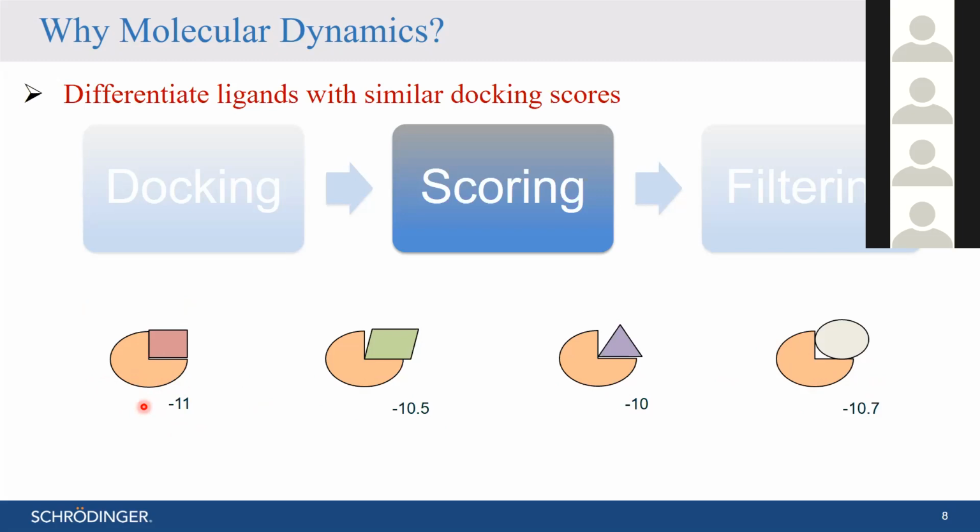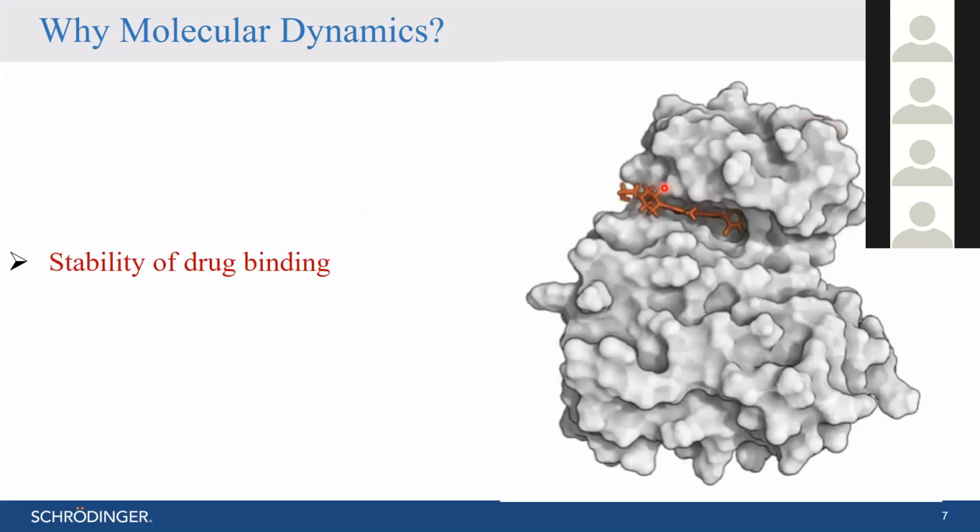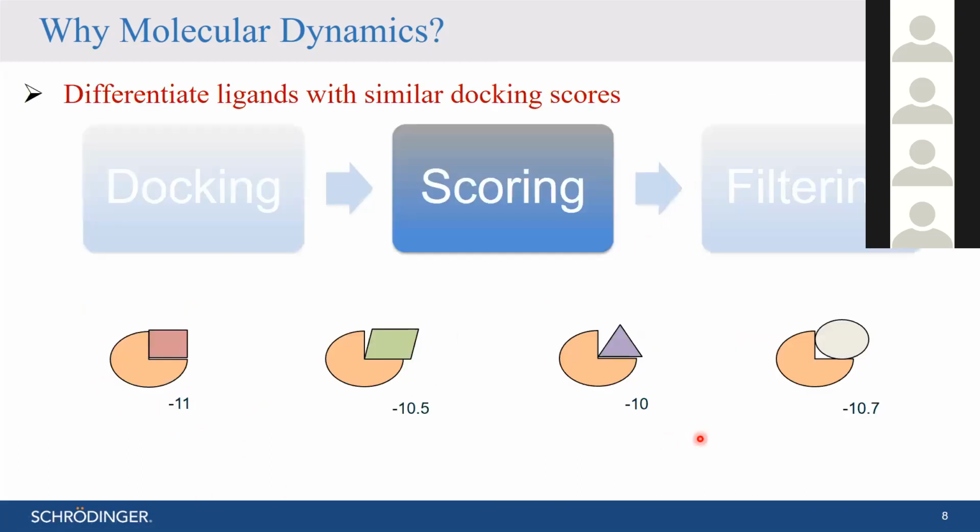And when you do the molecular dynamic simulations, you can identify which of the ligands is actually stable in here because the protein is moving, the ligand is moving, and the interactions might change between the protein and the ligand. And so all of these scores that you see of -11, -10 are refined by a better picture of what is happening in reality. And so MD simulations can be used to differentiate between the ligands that have similar scores.